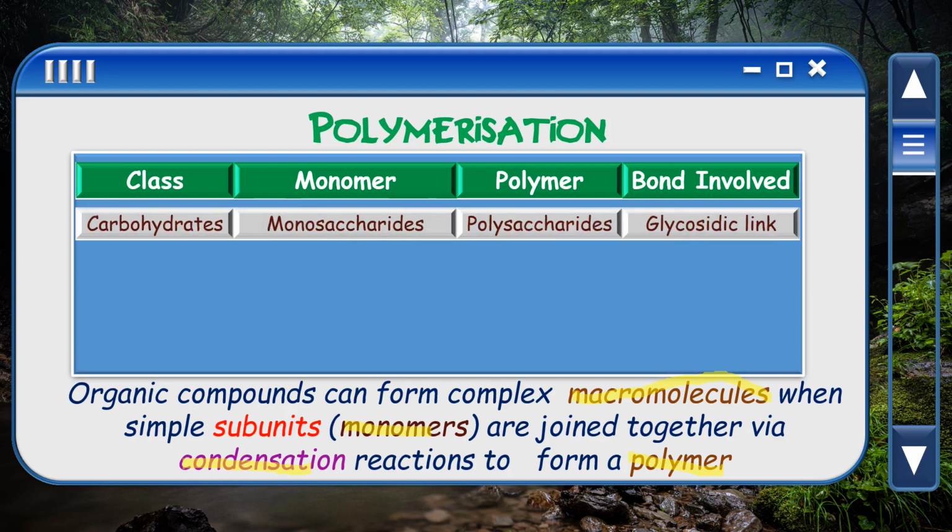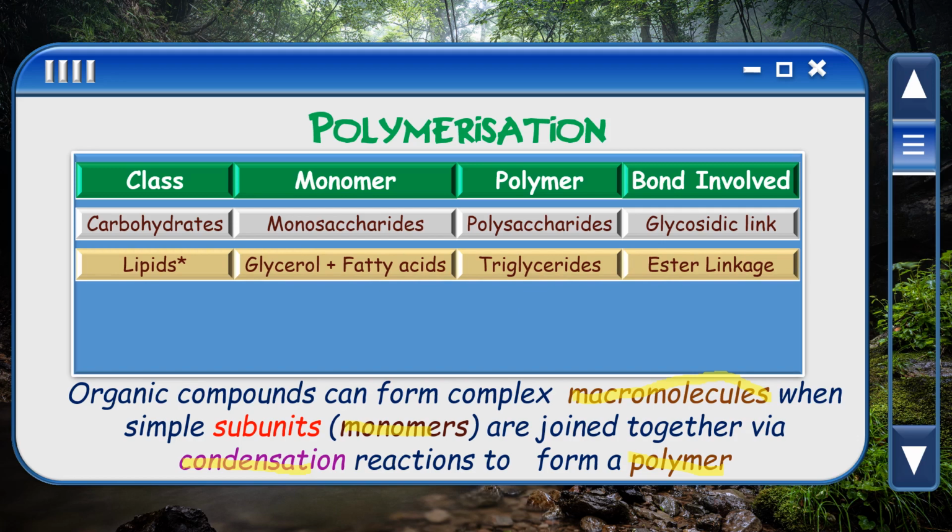The first class are the carbohydrates. Their monomers are monosaccharides. And the polymer they form are the polysaccharides. The bond between the monosaccharides to form the polysaccharide is called a glycosidic bond or a glycosidic link.